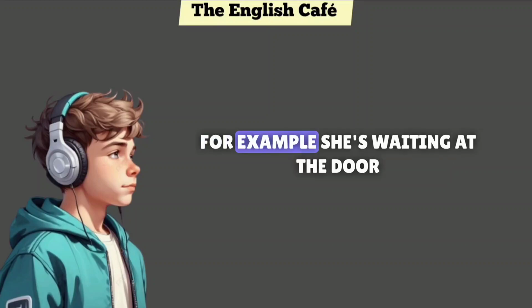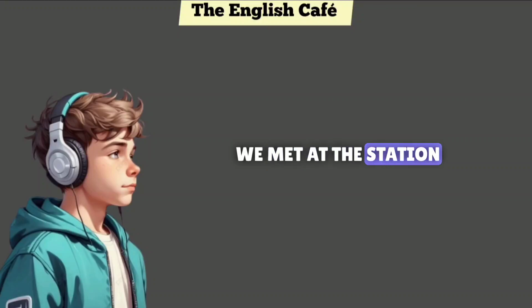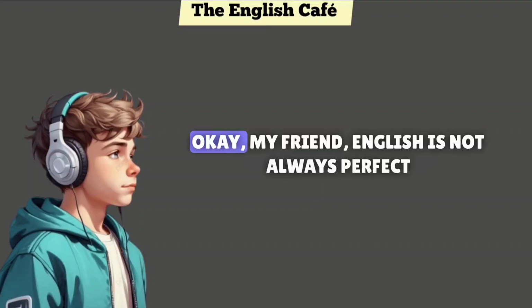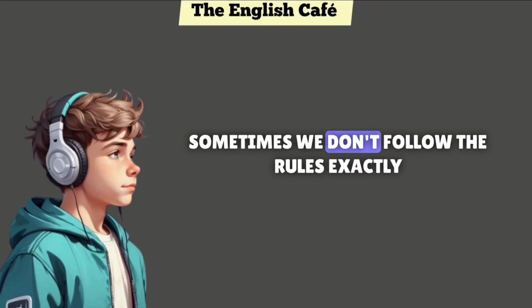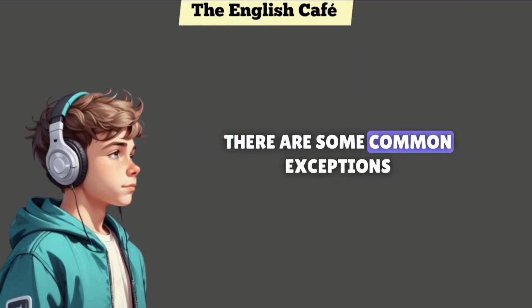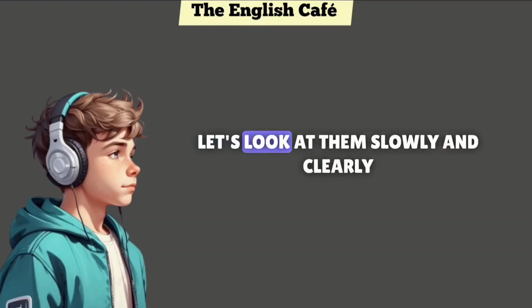For example, she's waiting at the door. We met at the station. Let's meet at the cafe. I'm at the cinema. They are at school. Okay. My friend. English is not always perfect. Sometimes we don't follow the rules exactly. There are some common exceptions.